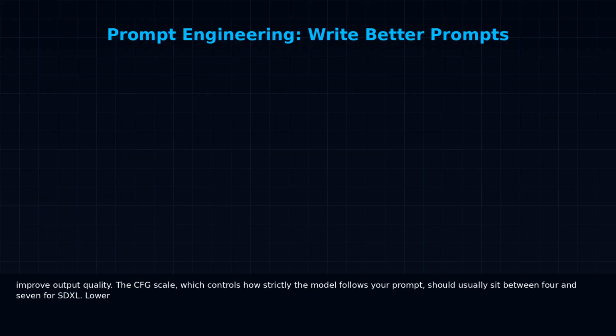The CFG scale, which controls how strictly the model follows your prompt, should usually sit between 4 and 7 for SDXL. Lower values give the model more creative freedom. Higher values make it stick closer to your words. Experiment and find what works for your style.